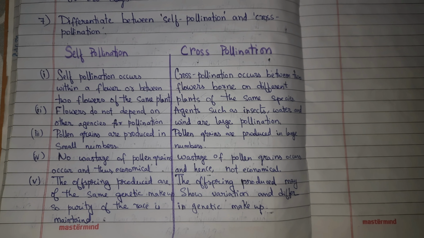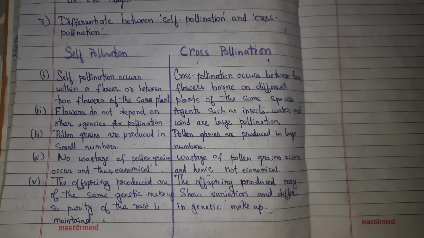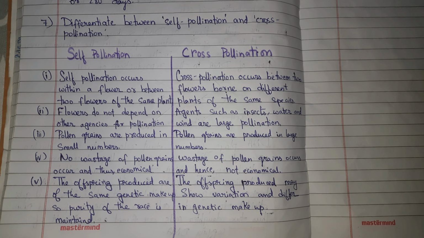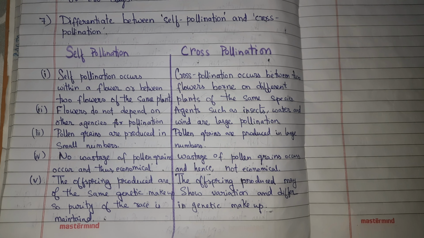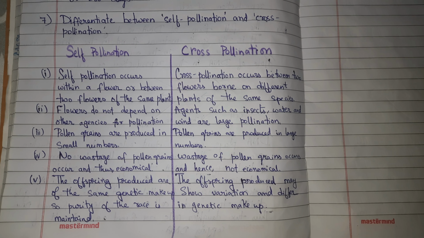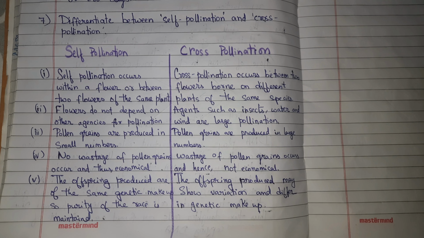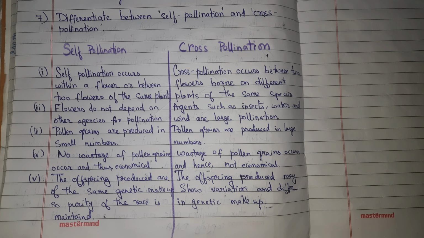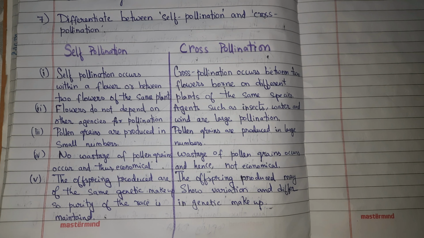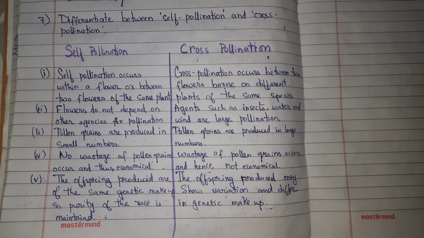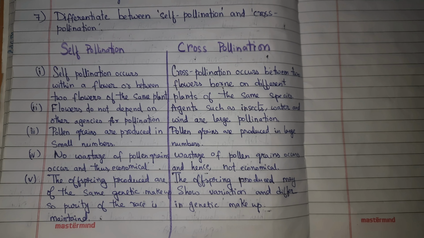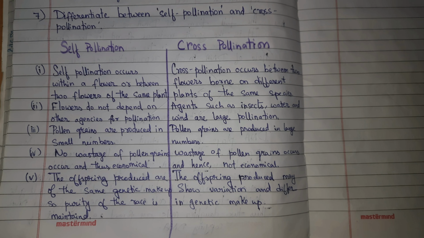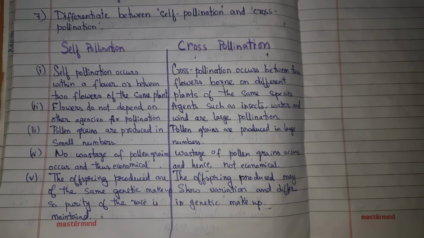I'll end these 3-mark questions with a last question, which is, differentiate between self-pollination and cross-pollination. Let's go with self-pollination first. Self-pollination occurs within a flower or between two flowers of the same plant. Flowers do not depend on other agencies for pollination. Pollen grains are produced in small numbers. No waste of pollen grains occurs and thus it is economical. The offspring produced are of the same genetic makeup, so purity of the race is maintained.